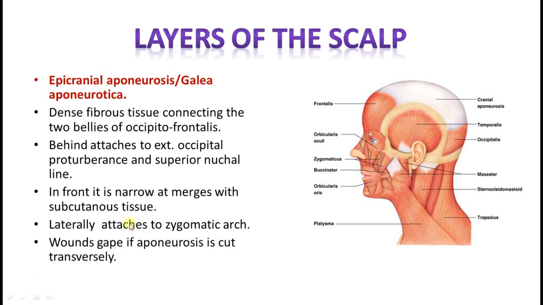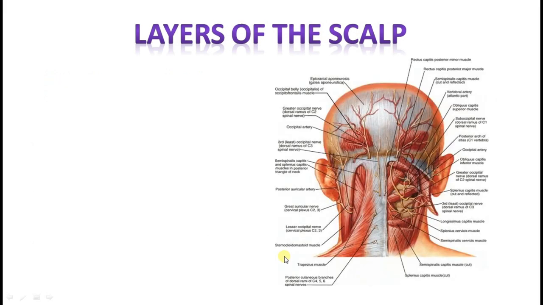So, if wounds gape, it is mainly due to a transverse cut of the aponeurosis, not a longitudinal cut. A longitudinal cut doesn't allow the wound to gape or open widely, but a transverse cut makes the wound open widely, especially if it is deep to the connective tissue. The aponeurotic layer also has two muscles inserting into the aponeurosis, the occipitofrontalis muscle.